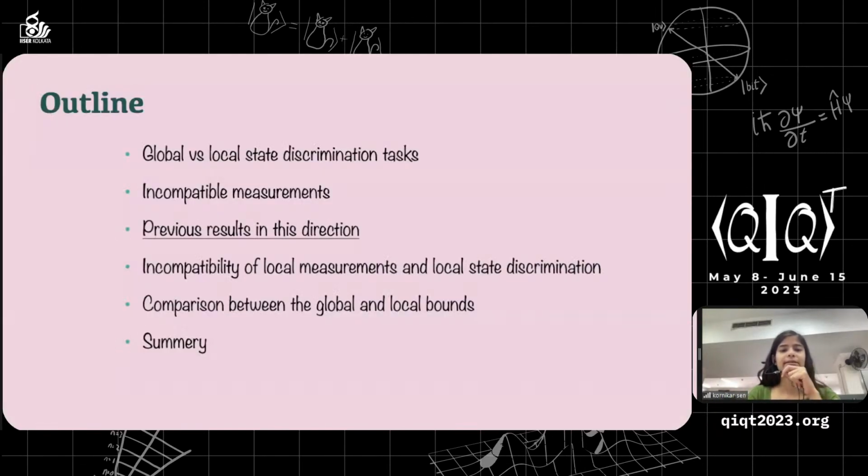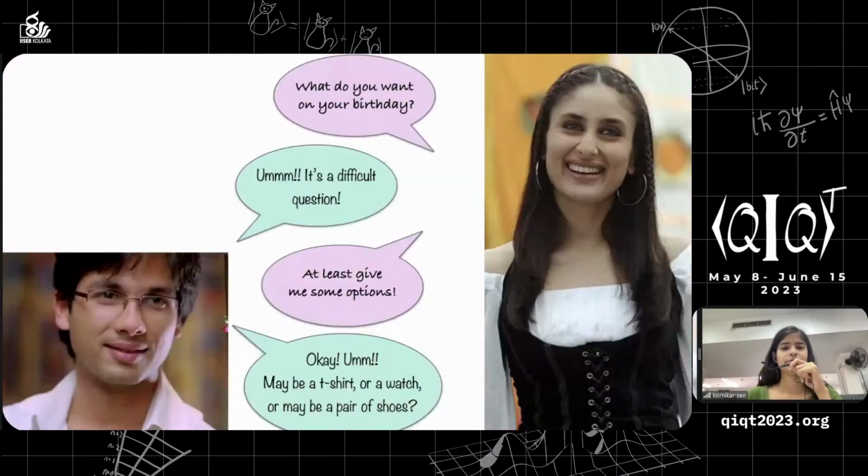So you may think that since compatible measurements can be done simultaneously, compatible measurements are more powerful, more useful. But actually, it has been found that there exist various state discrimination tasks where incompatible measurements provide an advantage over compatible ones. So I'm going to show you some results in this direction.